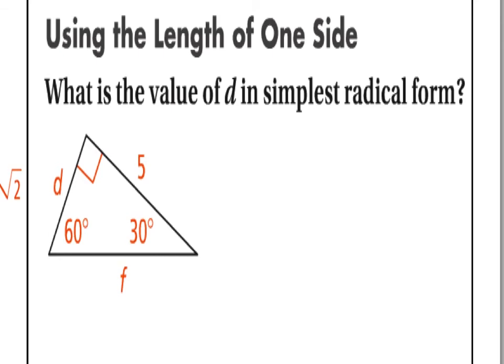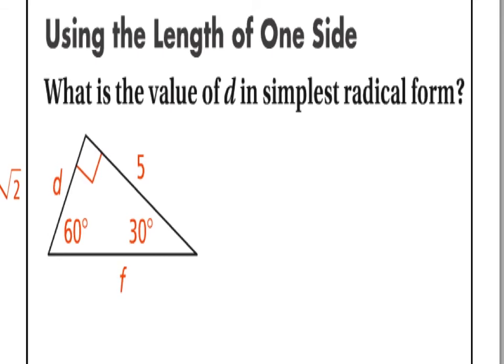Using the length of one side, what is the value of d in simplest radical form? So I'm going to have to simplify some radicals here. All right, so I've got two variables. I've got f and I've got d that I need to find. So again, I'm going to write down my formulas. Hypotenuse, this is a 30, 60, 90 triangle, is 2 times the shorter leg. So as I look at this, the hypotenuse in this case is f, 2 times the shorter leg, which is opposite of the 30-degree angle, which is d. Now, there's a problem with this formula. I can't solve it because I've got two variables. So let's take a look at the other formula.